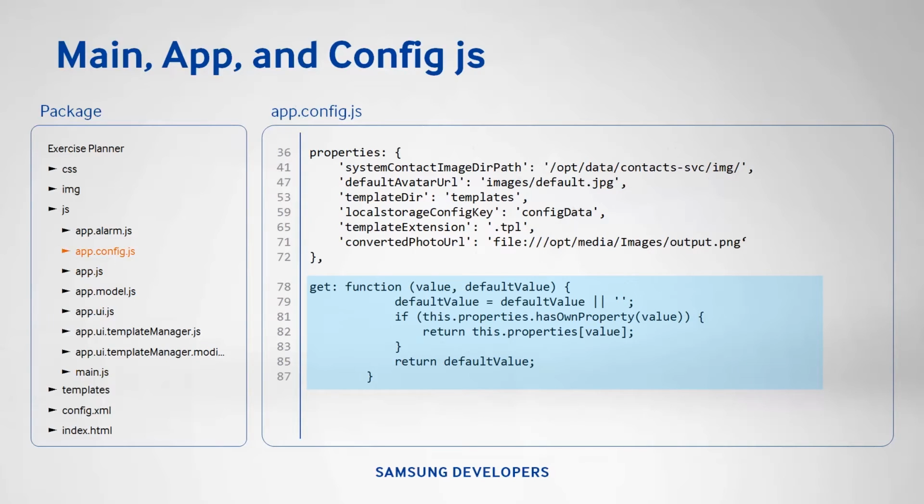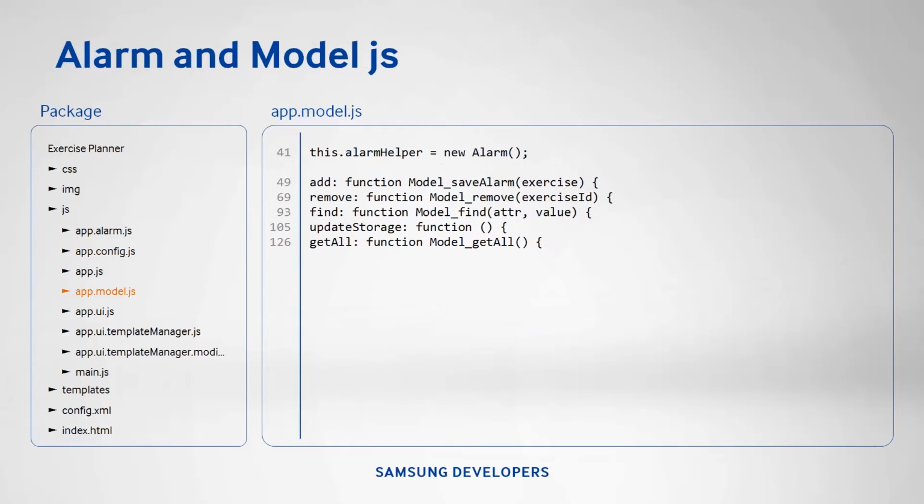For our app's models, we have model.js and alarm.js. Model.js contains the functions and properties for the exercise object. Taking a look at the code, you will notice this.alarm helper was instantiated as an alarm object. Now this alarm object is defined in alarm.js and holds the actual alarm setting functions that we showed you earlier.